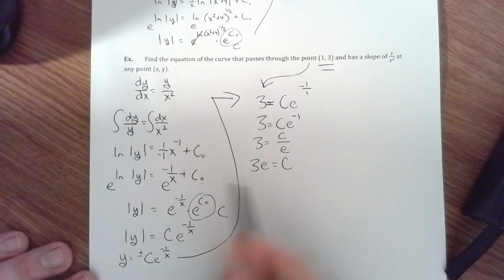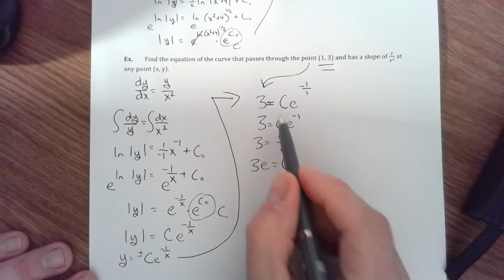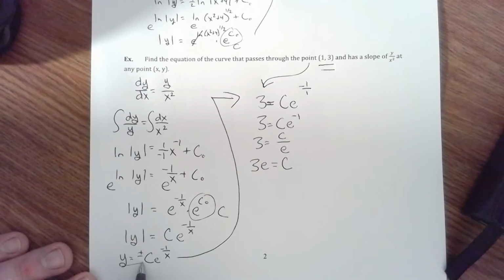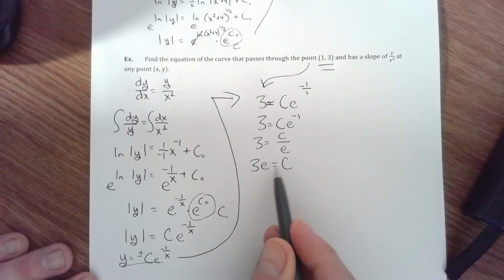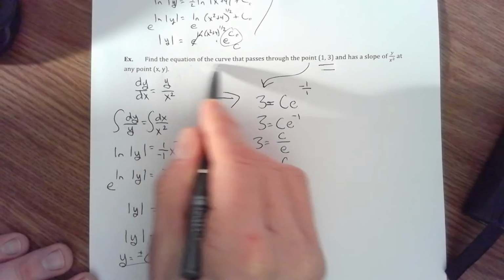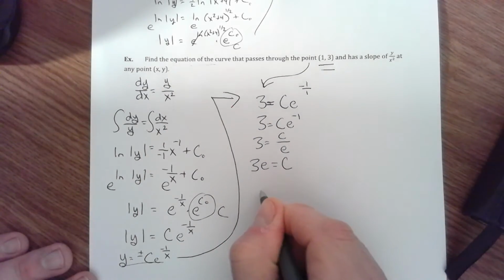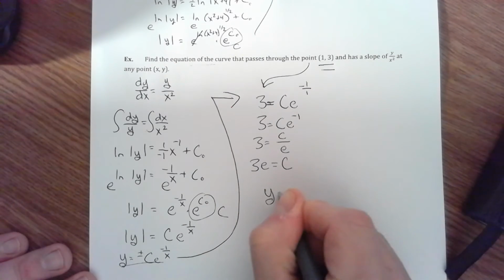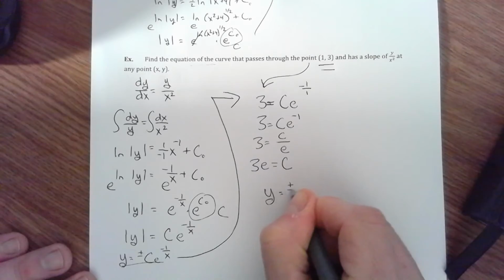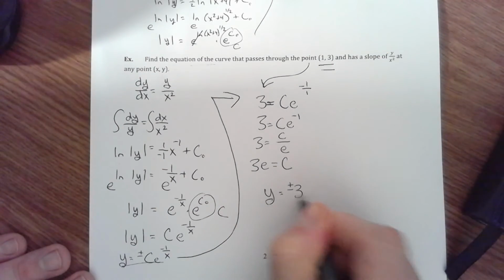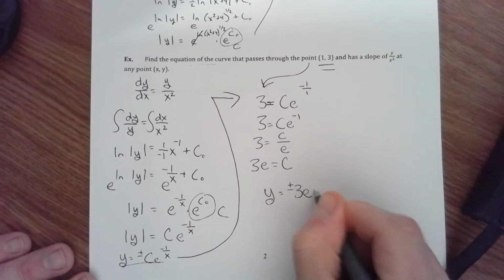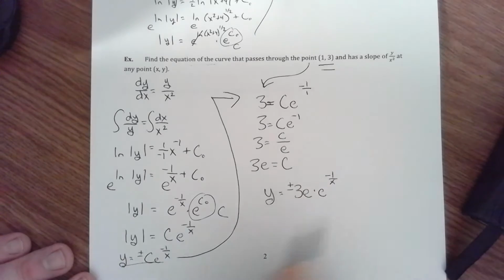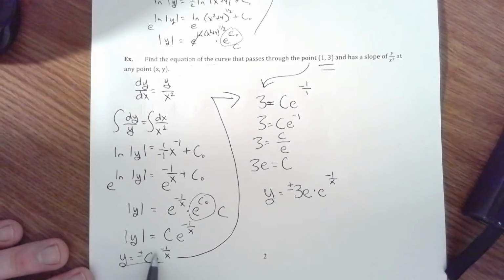Now back down here is our general solution. But now we're able to solve for c, so that's called a particular solution. And that's another way we're finding the specific equation of the original curve. So let's go back to this one down here. y is equal to plus or minus 3e. That's our value for c, and then we have times e to the negative 1 over x. So what I did was coming back down here, I substituted the 3e back in for c.